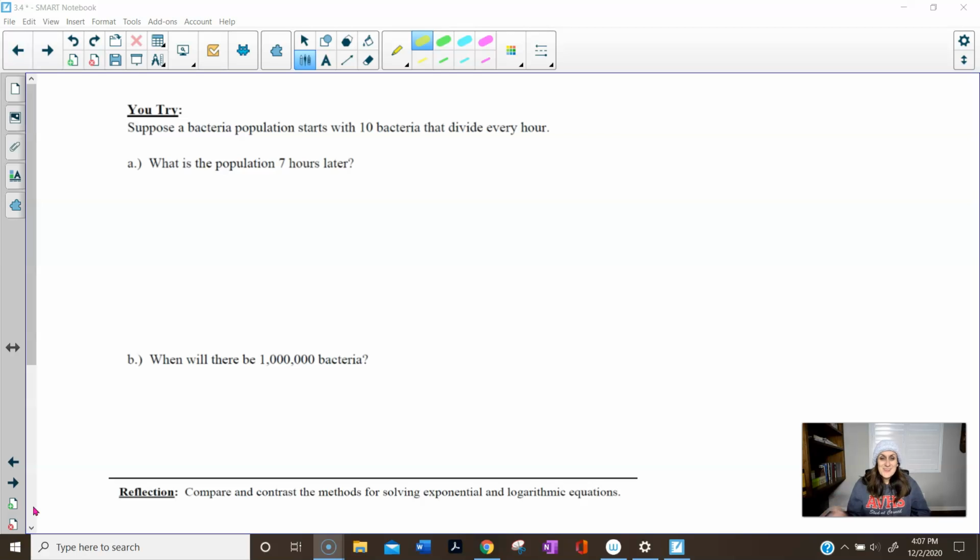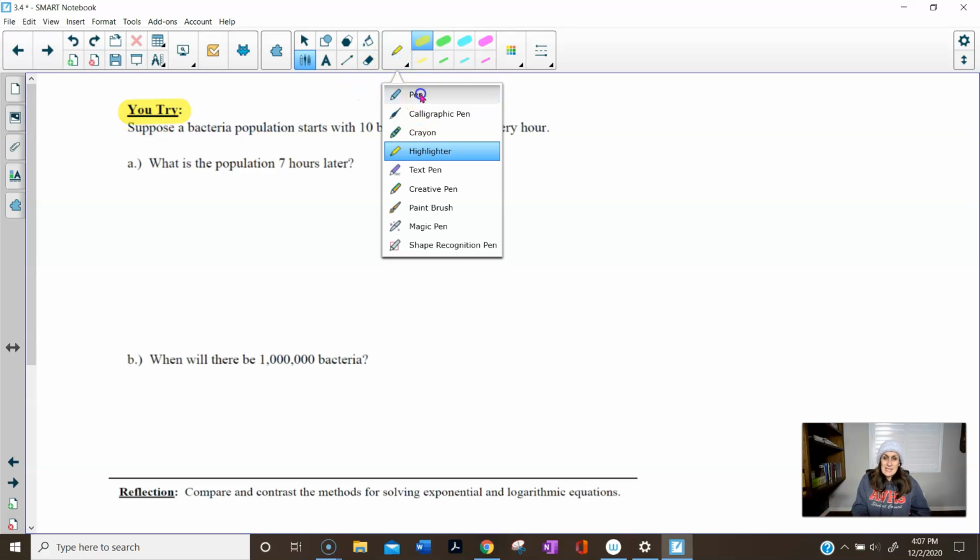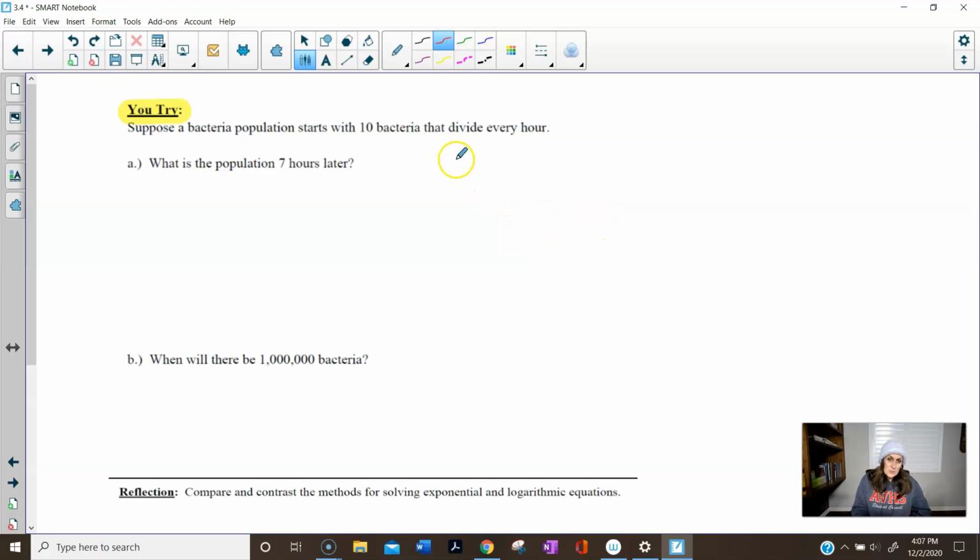This is a you try, which means you're going to try it on your own, and we'll hit it in class as well. But I would like you to remember the formula. Population in terms of time is equal to A, which is your initial value, times B, which is the rate it's doubling, if it's doubling every hour, raised to your time. So give A and B a try.